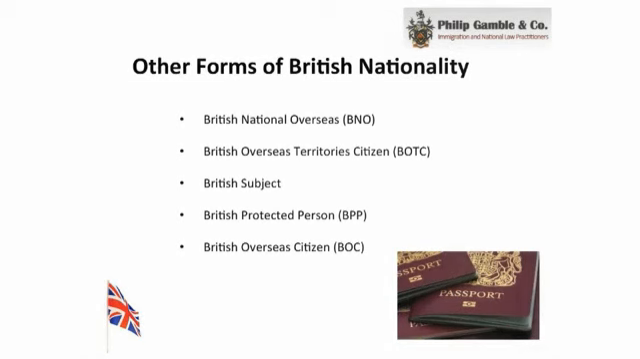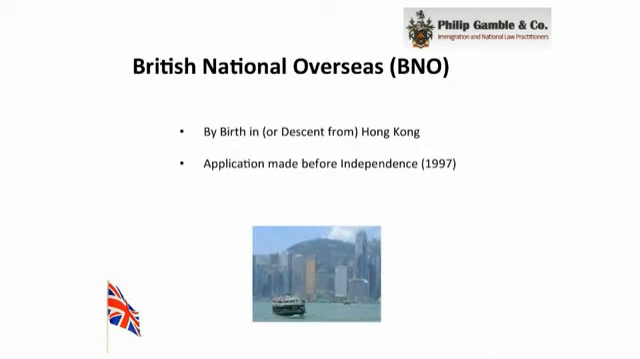Now, we also have in the UK 6 different types of UK nationality. So far we've only talked about British citizenship, which is the mainline European citizenship used in the UK now. We have 5 other forms: British national overseas, British overseas territories citizen, British subject status, British protection, and British overseas citizen. A British national overseas is a person connected to the old Crown colony of Hong Kong.